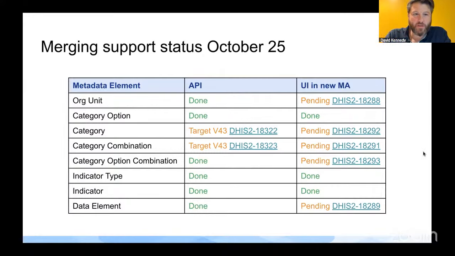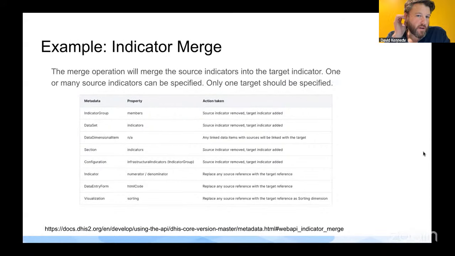Okay, so just put here for an example, we're using indicator merge. We'll have a look at this. It says here, the merge operation will merge the source indicators into the target indicator. One or many source indicators can be specified. In this example, I'm going to go through mostly talking about replacing one indicator with another rather than multiples. But if there's an occasion where you do want to do this more than one time, you can do multiple sources into a target.